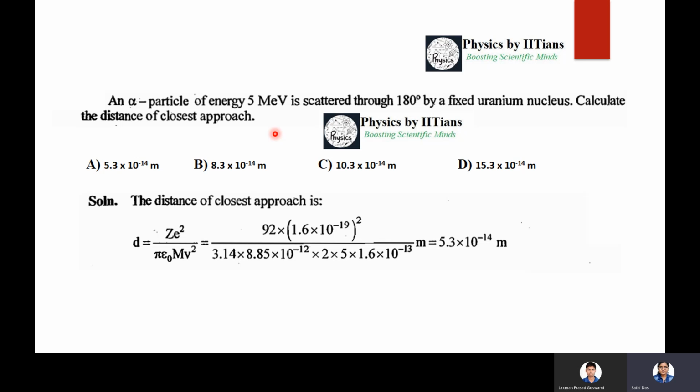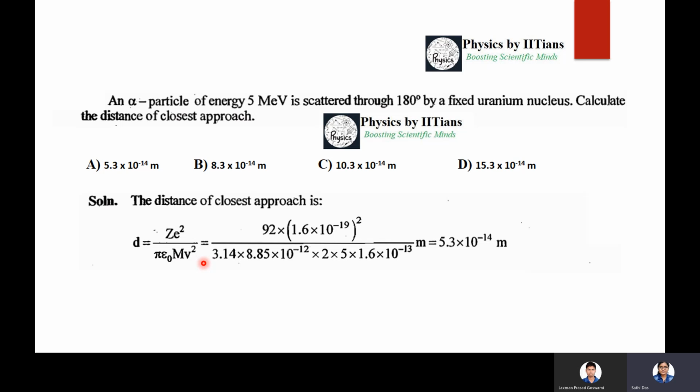Another question from the Rutherford experiment. An alpha particle of energy 5 mega electron volt is scattered through 180 degrees by a fixed uranium nucleus. Calculate the distance of closest approach. So what will be the distance of closest approach? That is, the kinetic energy of that alpha particle is equal to the Coulombic potential energy. So d, the distance of closest approach, is z square e square divided by pi epsilon naught m v square.